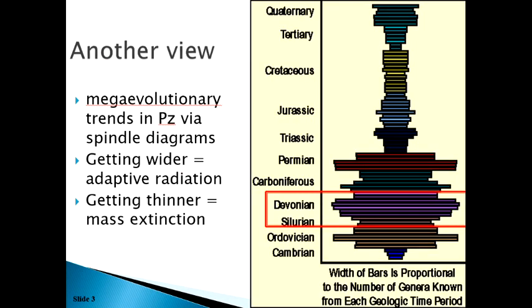Another view of the same sort of time period, this is a spindle diagram, and again I've enclosed the Middle Paleozoic Silurian Devonian in the red bar, the red rectangle, and you can see it starts out as a pinched waist, a real thin area, that's the end of the Ordovician extinction. It gets fatter, that's the adaptive radiation, and then it pinches in again at the end of the Devonian, that's the other mass extinction. Well, what's there?